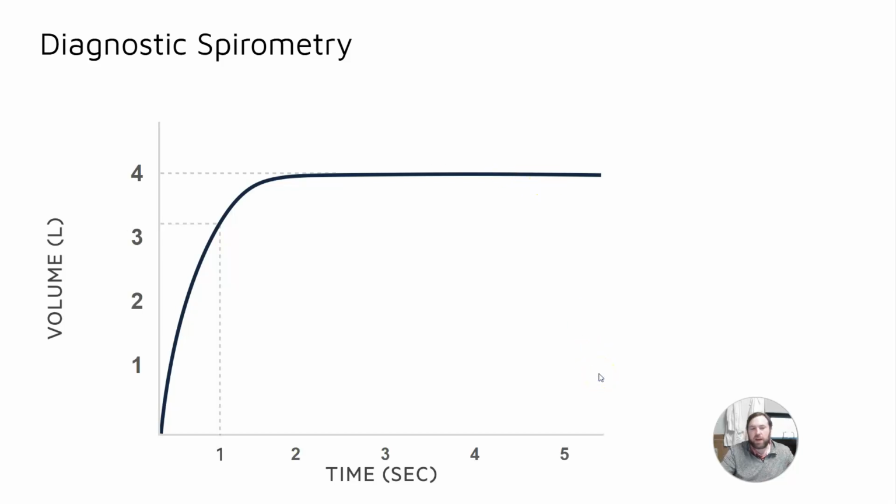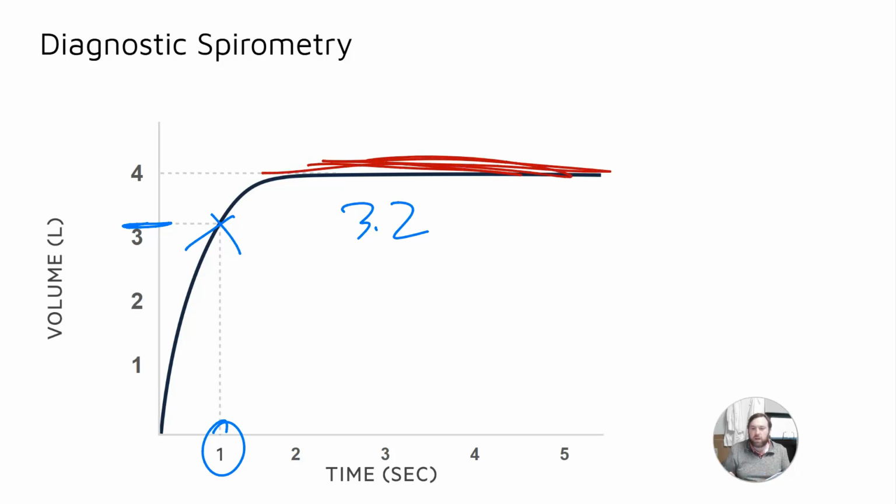How do we find these values? Well, we just look at the graph and we look at the numbers and find what happens at that 1 second. Here's 1 second and trace it up to the line right there. What's the Y value there? Oh, about 3.2 or so. And then over here where the line plateaus is how much the big bad wolf could puff out, and therefore that would be an FVC of 4.